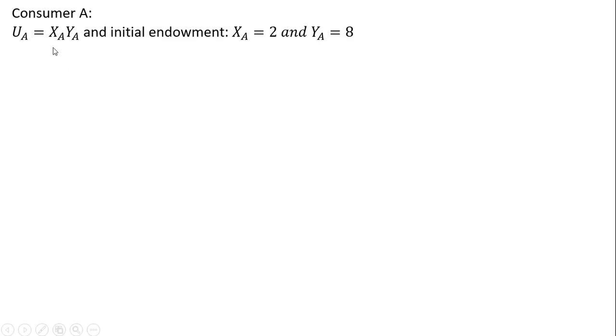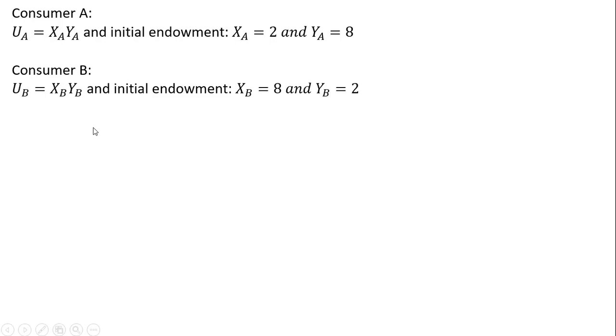Consumer A has the following utility function and has initial endowments of 2 units of good X and 8 units of good Y. Consumer B has the following utility function, and this consumer has an initial endowment of 8 units of good X and 2 units of good Y. So in total there are 10 units of good X and 10 units of good Y in this exchange economy.